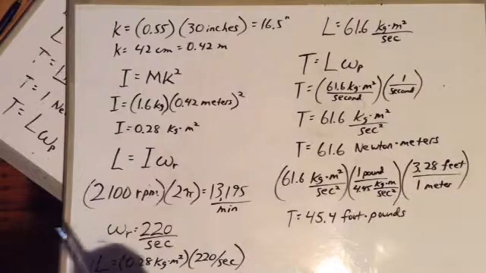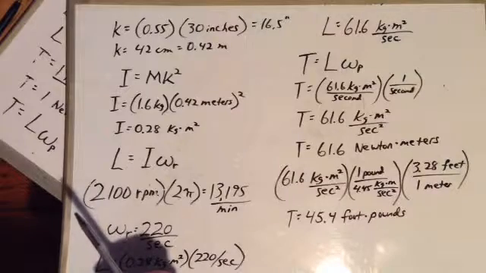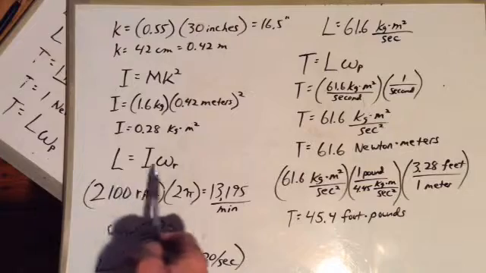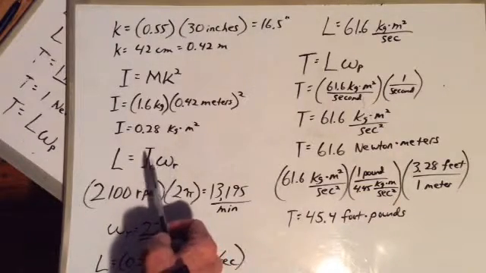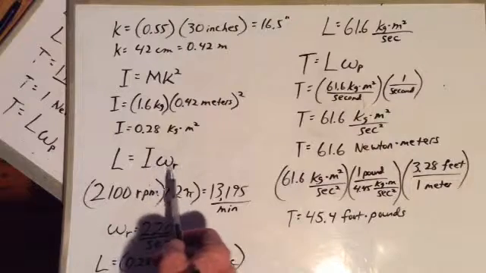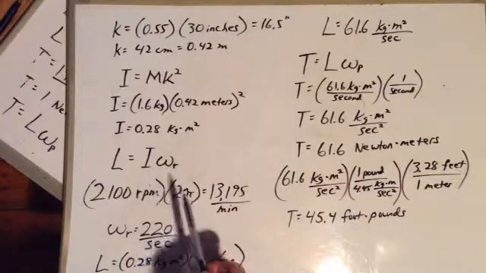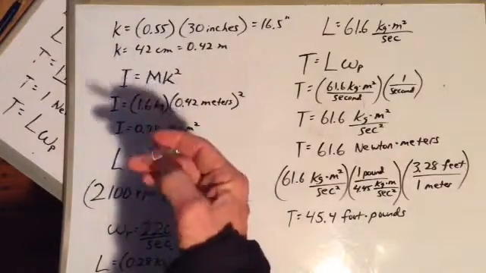The angular momentum of our propeller is equal to the moment of inertia times the angular velocity. We use the letter L for angular momentum, I is moment of inertia, and omega sub r is the rotational angular velocity. In other words, the number of radians that a propeller is spinning around on its axis.